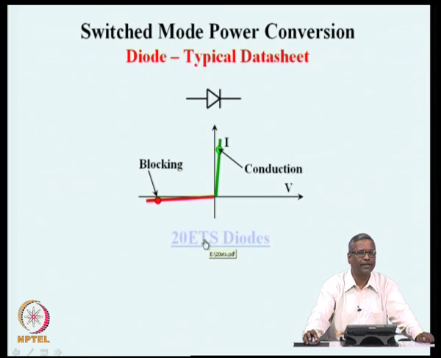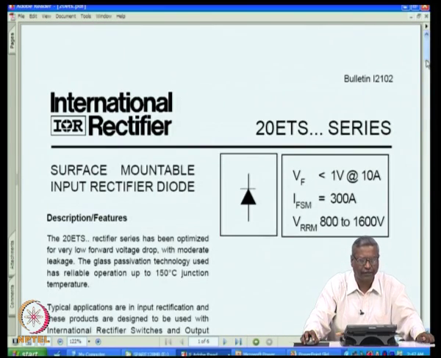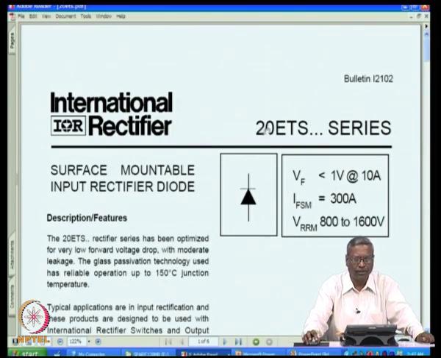Now, what I have marked here is the data sheet of one of the diodes. In many of these applications, reading a data sheet or trying to see what are all the data that is given on a switch will help us to understand many features of the switch and many application possibilities of the switch. What you see here is the data sheet of one of the diodes here, which is designated as 20 ETS series, and whenever you see a data sheet, you will see the symbol of the device and you will also see just a small very short description.